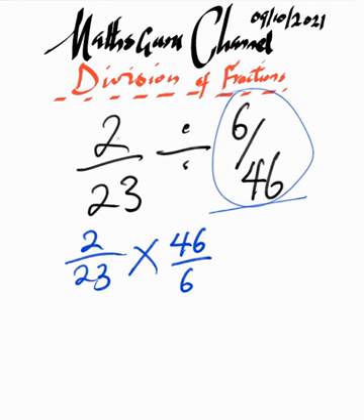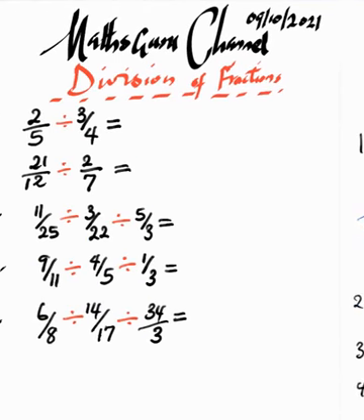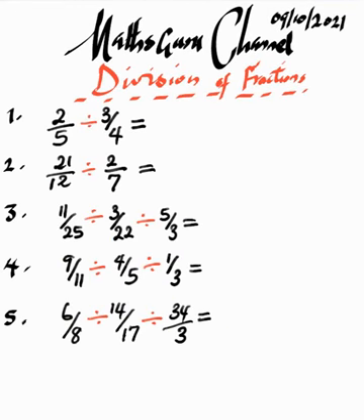Simple. So 2 over 23 multiplied by, change this one, swap it, 46 over 6. And 2 here, 1, 2 here, 3. 23 here, 1, 23 here, 2. 1 times 2 is equal to 2, and 1 times 3 is equal to 3. We are done with what we have to do here. Let's quickly go to the questions we have here. We have 5 questions to resolve in division here.